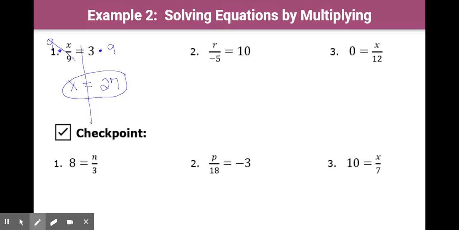Problem number 2. This problem says r divided by -5 equals 10. Again, to undo that division, I need to multiply both sides. And I need to get rid of this -5, so I'm going to multiply both sides by -5. I do this because the negative times the negative will cancel out and make it a positive. So all of this cancels. I'm left with r equals, and on the right-hand side, 10 times -5 is -50.